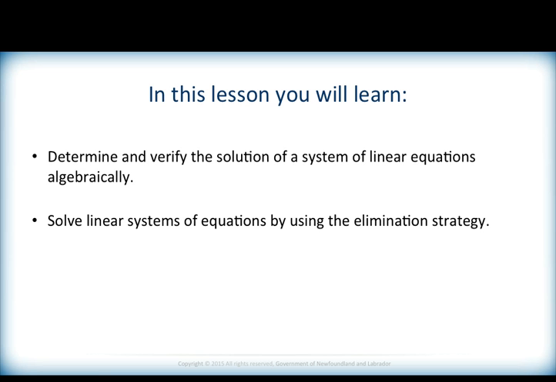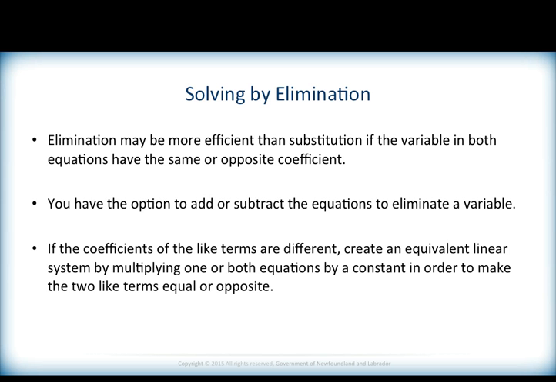In the previous lesson, we discussed how to use the substitution strategy, and that one is more efficient to use when we have a term with a coefficient of 1. Now we're going to look at the elimination strategy more closely. So elimination may be more efficient than substitution if the variable in both equations have the same or opposite coefficient. You have the option to add or subtract the equations to eliminate a variable.